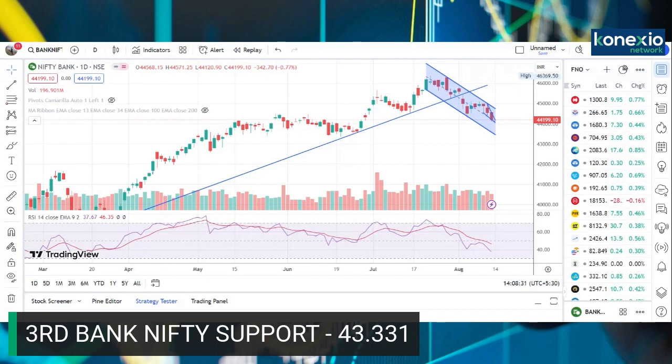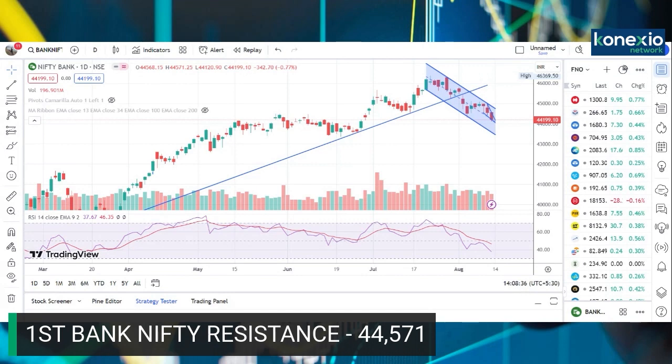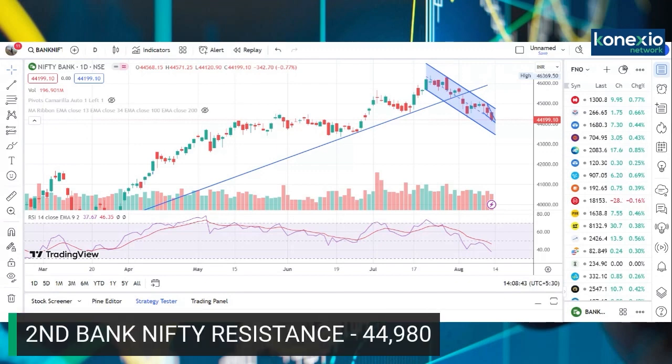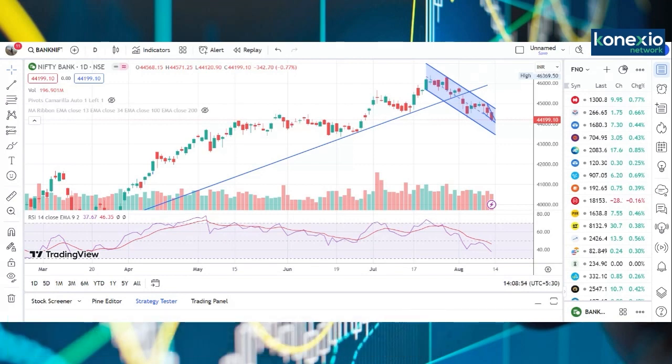On the upside, the first resistance is placed at 44,571. Above that, the second resistance is placed at 44,980, and third resistance is placed at 45,119. These are the important supports and resistance levels in Bank Nifty for the next week. So most probably looking at these particular charts, again, the weakness might prevail for next week. Market might trade sideways to negative.